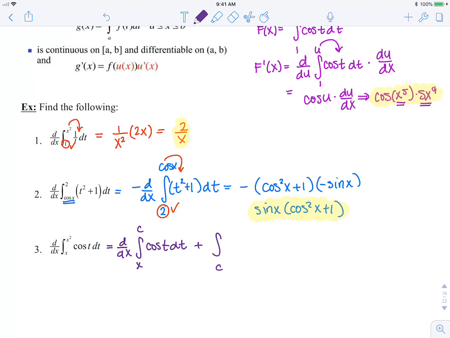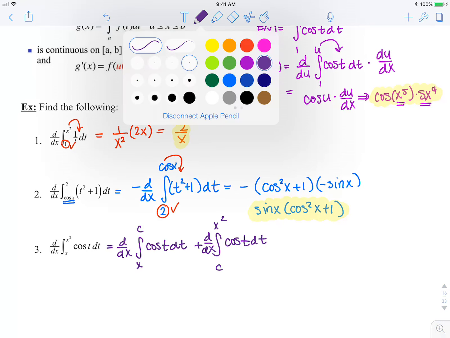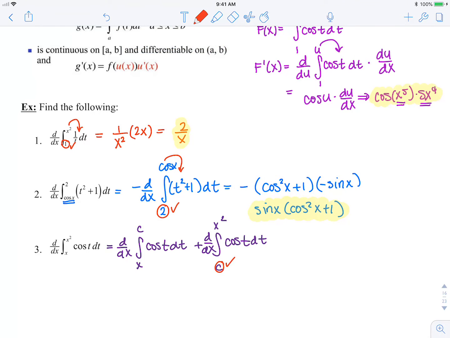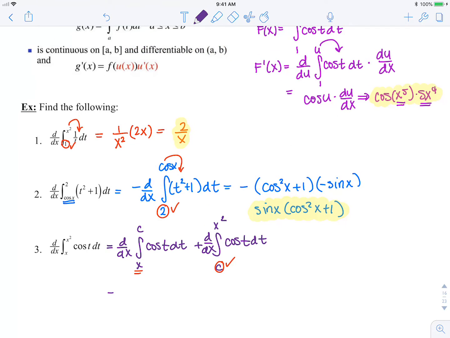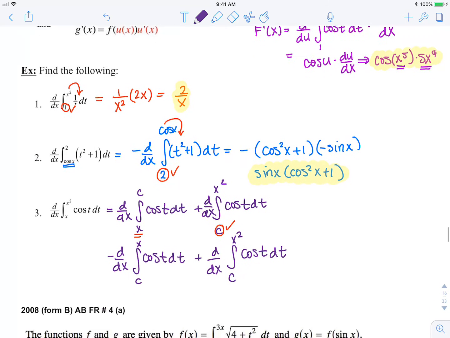plus the integral from c to x squared of cosine t dt, and that's going to be the derivative as well. So now when I look at this one, it's all set up for FTC part 2, but this one is not. So now this becomes negative derivative with respect to x, integral from c to x of cosine t dt, plus the derivative with respect to x, integral from c to x squared of cosine t dt.